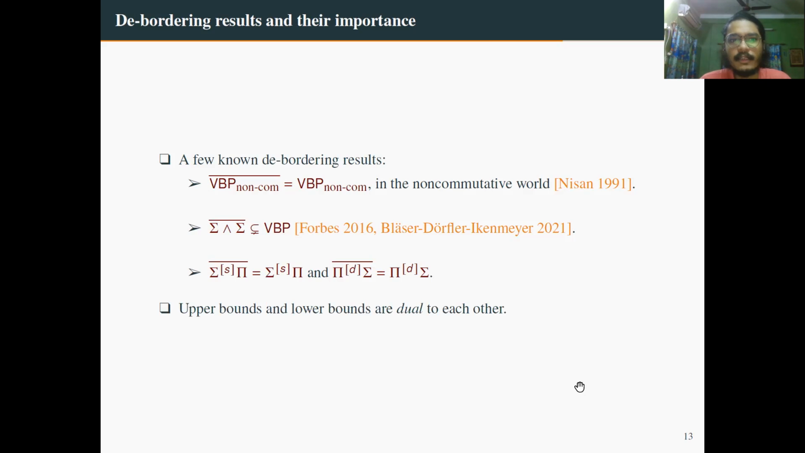Now, why are these debordering results important? This is because this is sort of an upper bound result, and upper bounds and lower bounds are sort of dual to each other. If you can prove strong lower bounds, you can prove strong upper bounds and vice versa. So as I already mentioned, in GCT, proving lower bounds is the most important goal. So understanding upper bounds will definitely help to prove strong lower bounds.